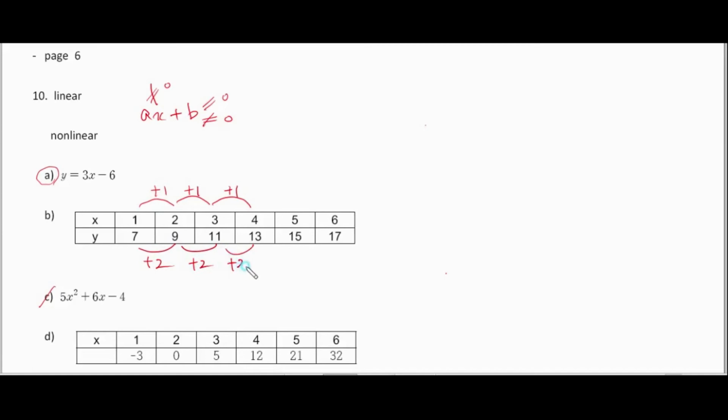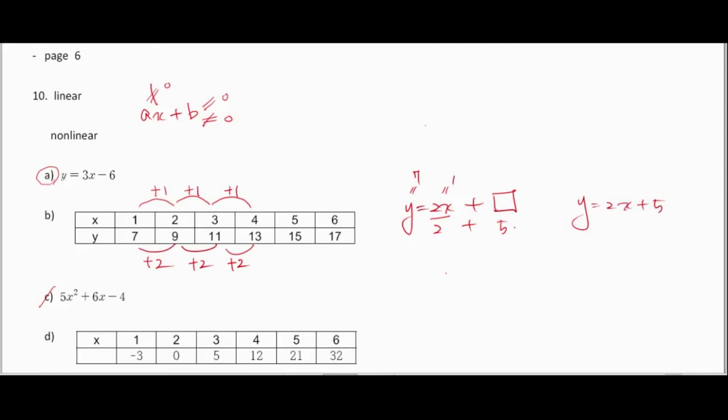We can check this is linear. So like this, if the difference is the same, this is linear. So y equals 2x plus something. And right here, you should find this something. So let's just put 1 in the x and 7 in the y. Then 2 multiplied by 1 equals 2. 7 equals 2 plus something, then something will be 5. So the equation for b is y equals 2x plus 5.